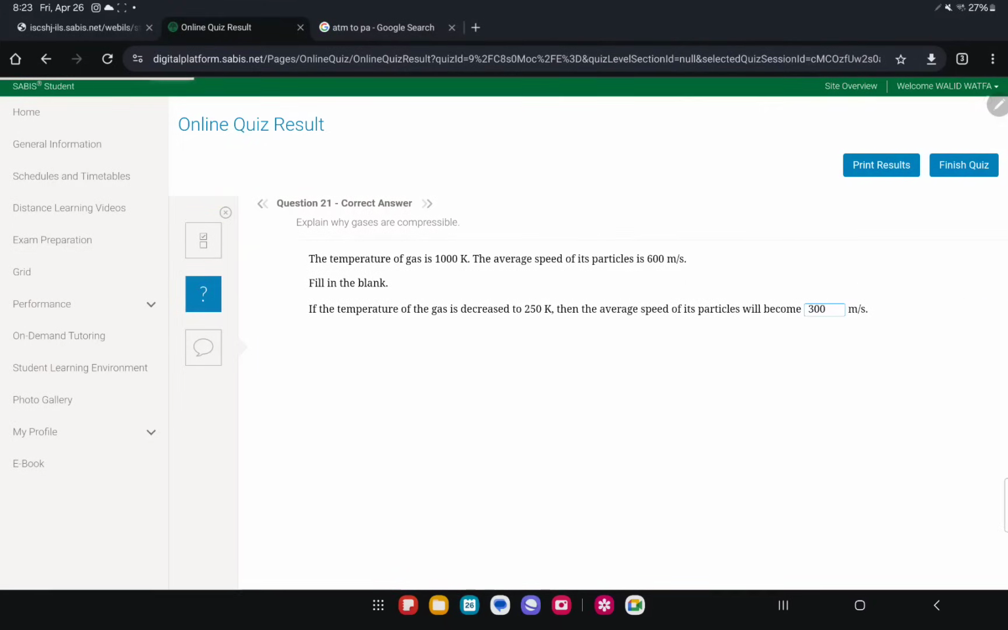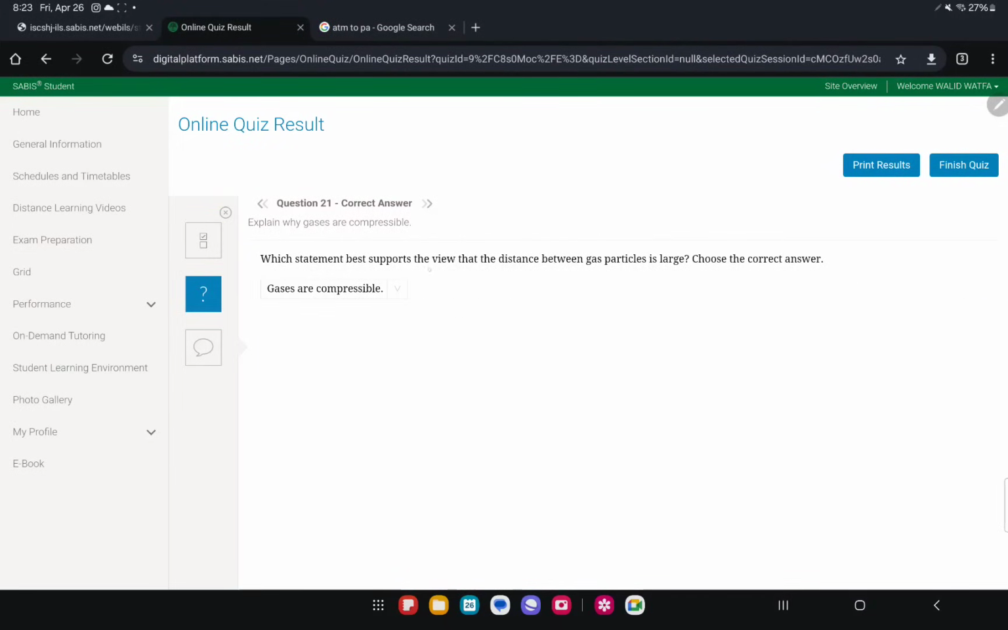Question 21. What statement best supports the view that the distance between gas particles is large? Gases are compressible. If you have this gas, let's call it NO2, and I get a piston, a press, and I press it down, I can keep on going with the press and compress this gas all the way until it looks like this.